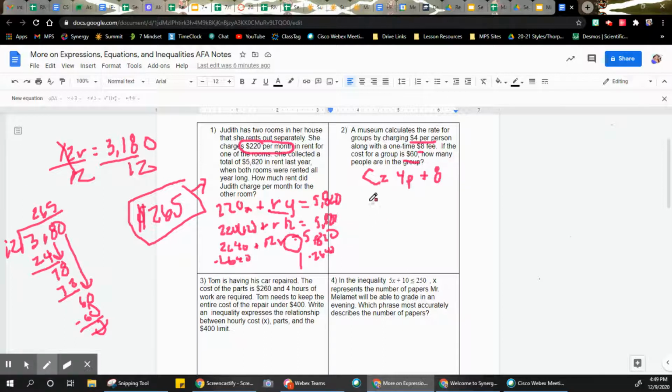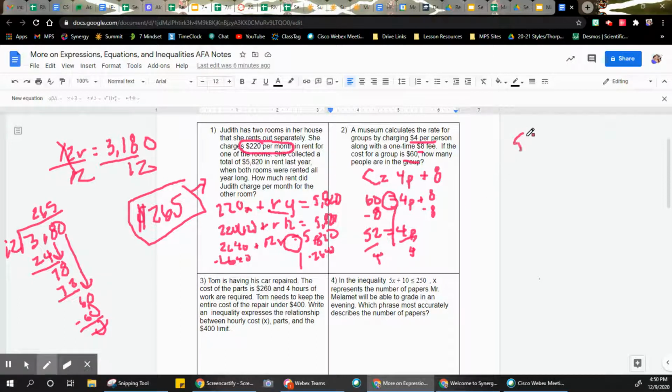Now, it cost the group $60, so let's plug that in for C. So now I have 60 equals 4P plus 8, and now I need to calculate what P is. The center of my equation is the equal sign. I'm going to subtract 8 from both sides. 60 minus 8 is 52 equals 4P. So now I'm going to divide by 4 on both sides.